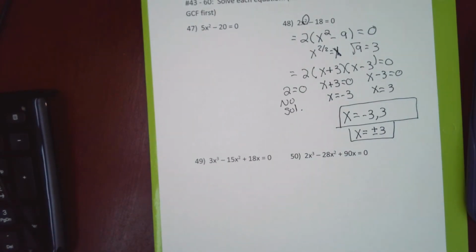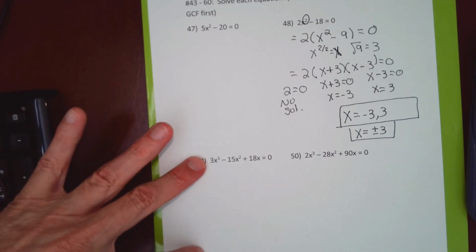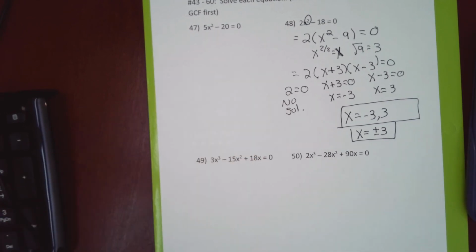Let's do 49 and 51 together. They factor the same way for the most part because they both have a 3 of negative 15 and an 18, they don't have exactly the same numbers. Let's change 51 to make them the same. And one of them may not factor. Let me just check real quickly.